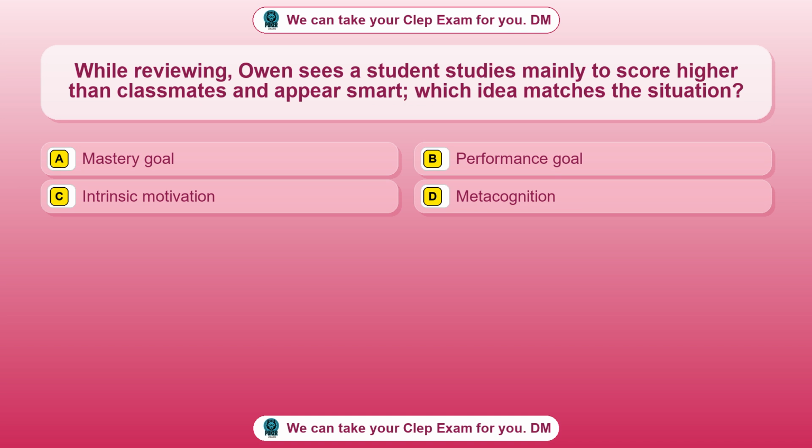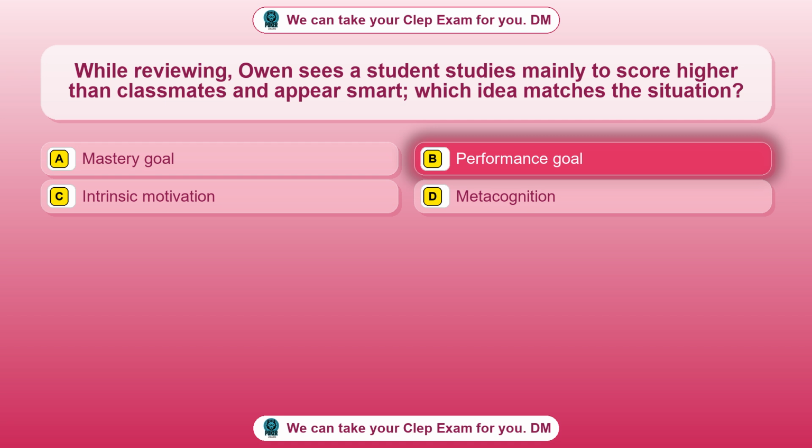Question 29. While reviewing, Owen sees a student studies mainly to score higher than classmates and appear smart. Which idea matches the situation? Option A, mastery goal. Option B, performance goal. Option C, intrinsic motivation. Option D, metacognition. The correct answer is option B, performance goal.